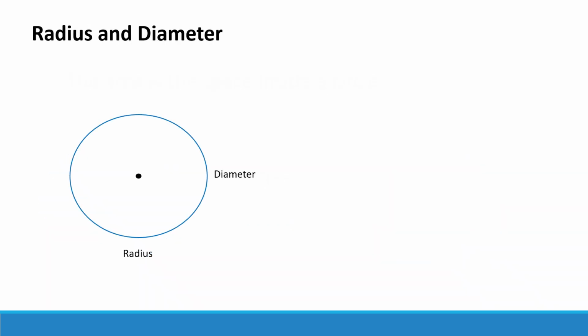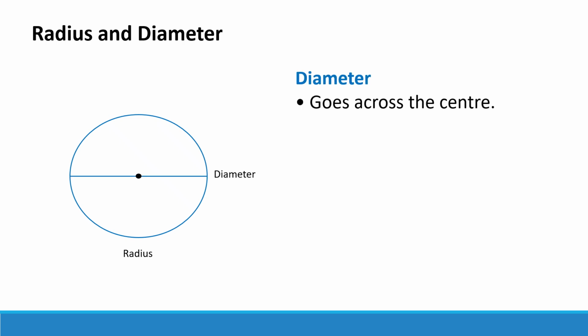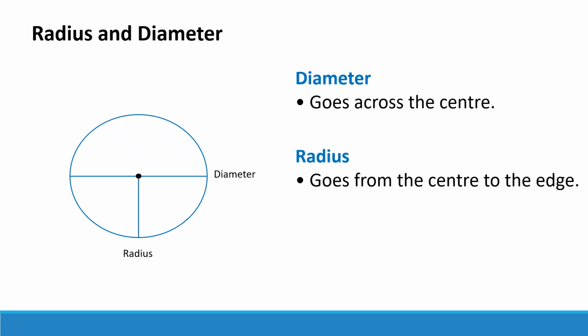Before we calculate the area of a circle, let's quickly review the radius and the diameter. The diameter goes across the center of the circle. The radius goes from the center to the edge of the circle. Remember, the diameter is always 2 times the radius. This is important because the area formula uses the radius, not the diameter.